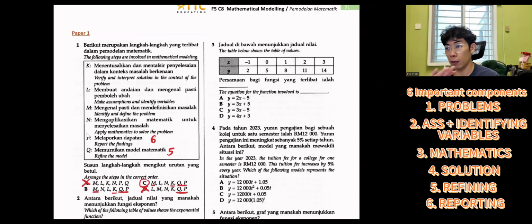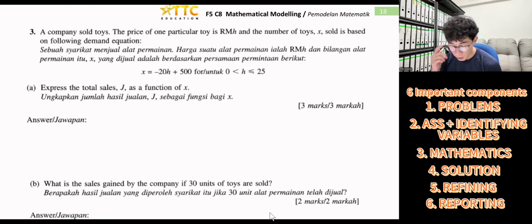Okay, now everyone, I skip this one. Come, a company sold toys. The price of one particular toy is H. Don't refer to the answer. Remember, don't refer. We use our skill to handle. And the number of toys X sold is based on the following demand equation. You notice they give you X equals negative 20H plus 500, and then they say that 0 is less than or equal to H, less than or equal to 25, and so on.